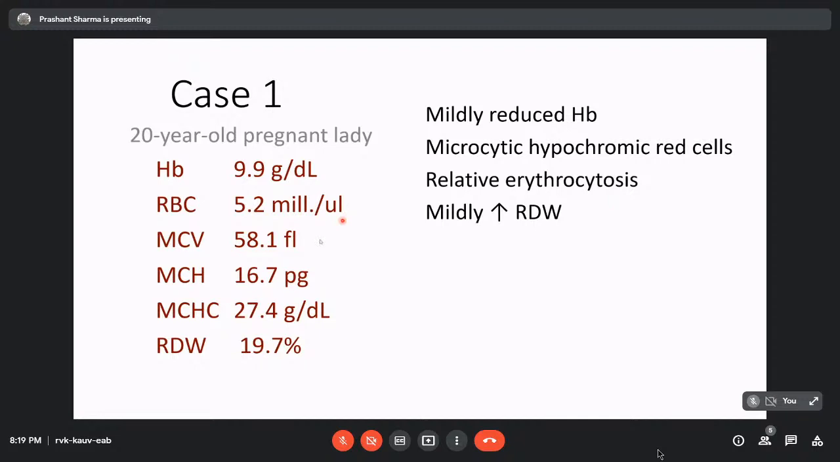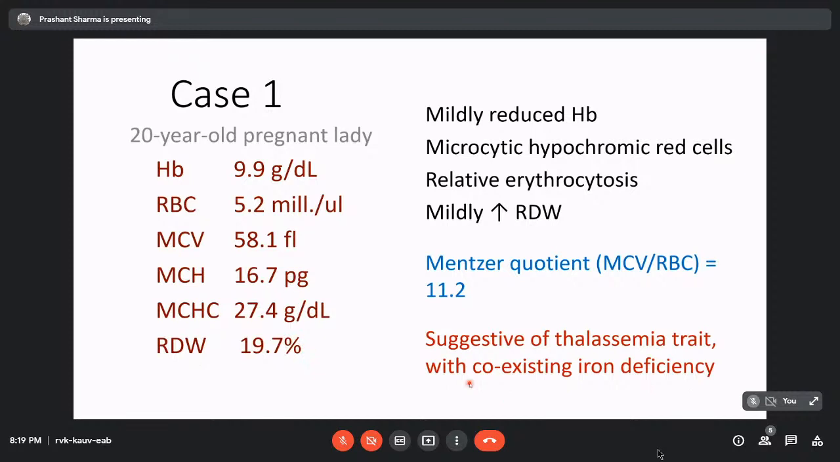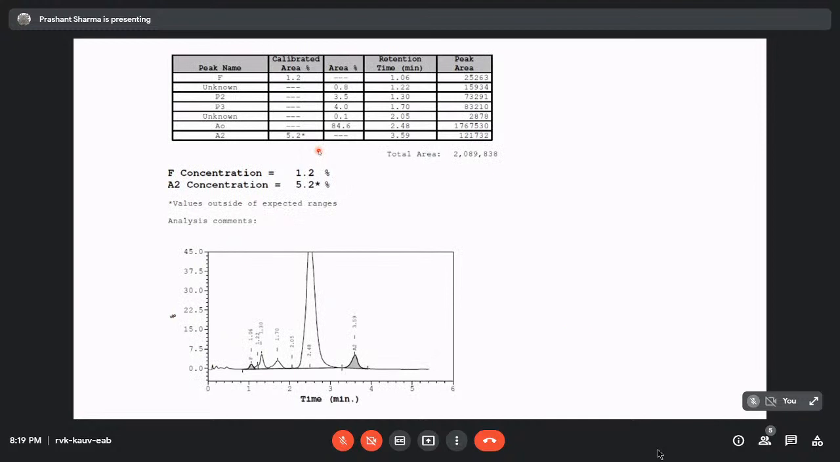Well, we can try calculating the Mentzer quotient, which is a simple one, MCV divided by RBC. This is 11.2. This is suggesting thalassemia trait. But the RDW is also elevated, so one has to keep in mind that this is most likely with coexisting iron deficiency. She's pregnant, after all. And this is the HPLC.